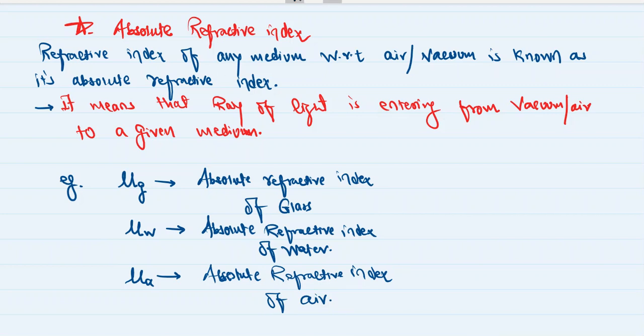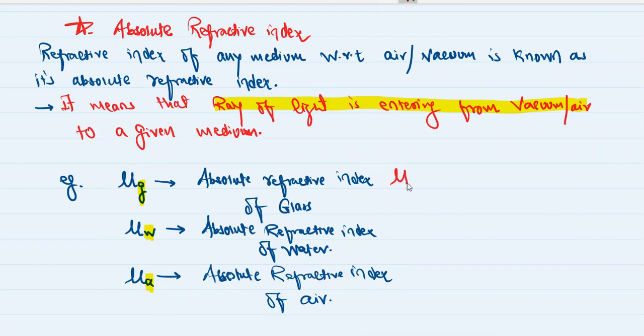अच्छा, यहां पे तुम नोट कर रहे हो मैंने सेकेंड मीडियम तो लिखा है, मतलब रे ऑफ लाइट ग्लास में एंटर कर रहा है, वाटर में एंटर कर रहा है, एयर में एंटर कर रहा है. ये अलग अलग केसेस, मैंने 3 केस लिए. लेकिन ये कहाँ से आ रहा है वो नहीं लिखा है, मतलब फर्स्ट मीडियम कौन सा है, लेकिन वो लिखने की जरूरत नहीं है ना, क्योंकि हमें पता है कि ray of light is entering from vacuum or air, मतलब आ तो वो वैक्यूम या एयर से ही रहा है. ठीक है, अभी इसकी वैल्यू क्या होगी ये निकाल लेते हैं.